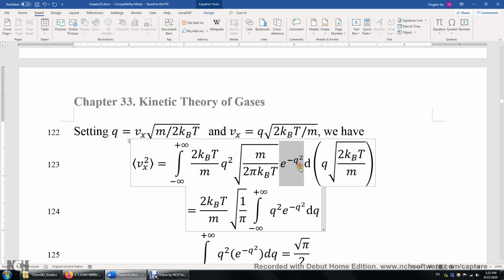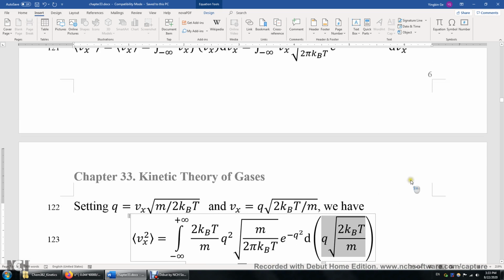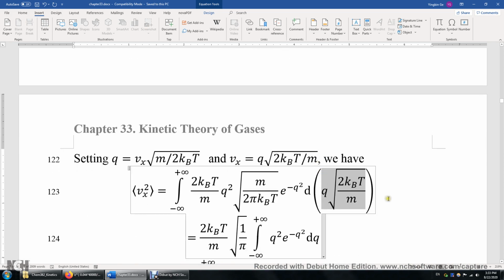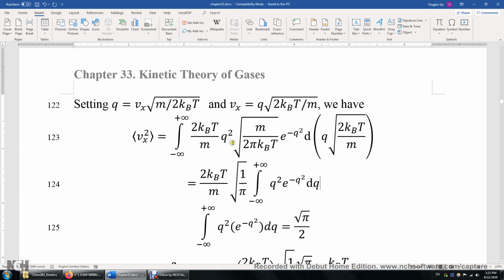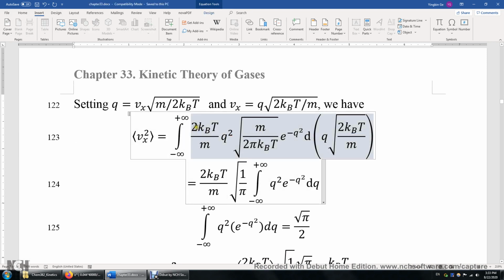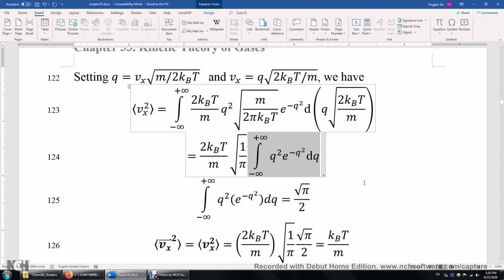Again, the exponential function becomes e to the power of negative q squared. And this is actually here, Vx. All right? And then we clean up. We look at all those constants, put them together. So this is the constant part being combined. And then we have this integral, the integral of q squared times e to the power of negative q squared. Q is from negative infinity to positive infinity. Well, this integral is simply the square root of pi over 2.